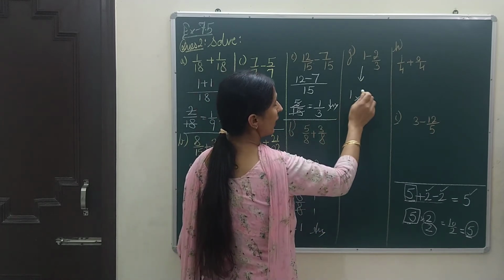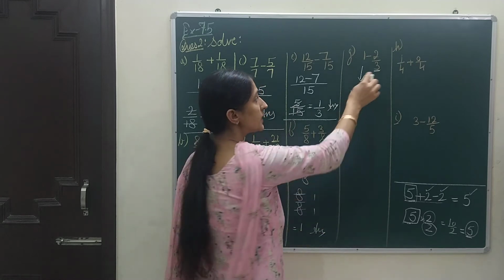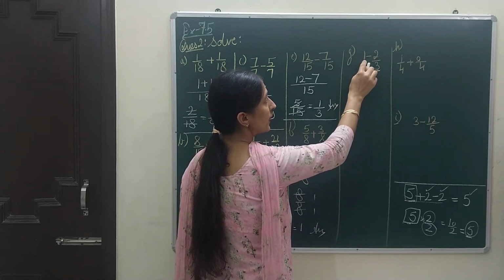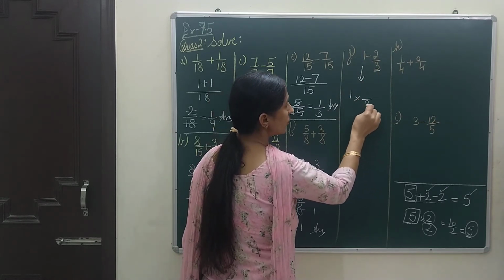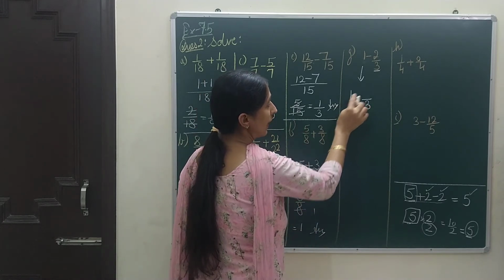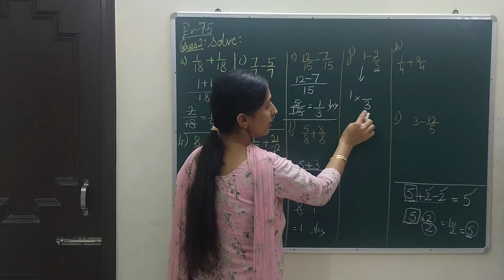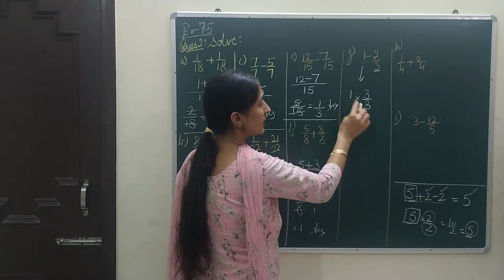How and why? I am given 3 in the denominator here in the second part of the question, and I want to make this 1 with denominator 3. So what I will do, I will write 3 in the denominator. But as I have told you, the value of the question should not change. So I will be multiplying with 3 in the numerator, so that my final answer is 1.